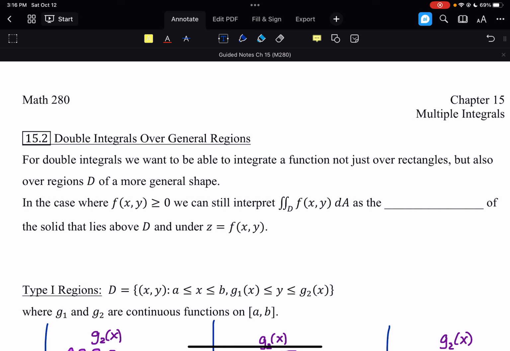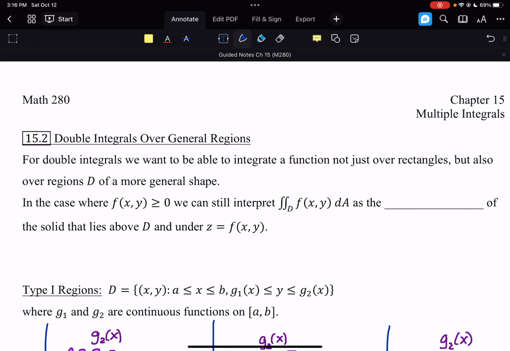Welcome to section 15.2. In this section, we're going to be looking at the concept of double integrals, but this time not over just rectangular regions with constant bounds, but rather looking at general regions where we can have other types of functions involved. So in the case where we have a function f of xy greater than or equal to 0, so we're looking at the idea of volume above the xy plane, we can still interpret the double integral over D as the volume of the solid that lies above D and under the function f of xy.